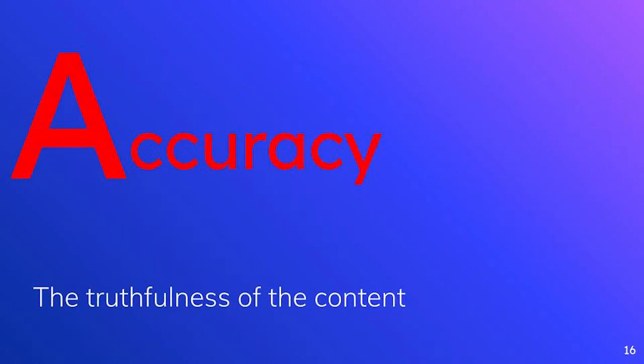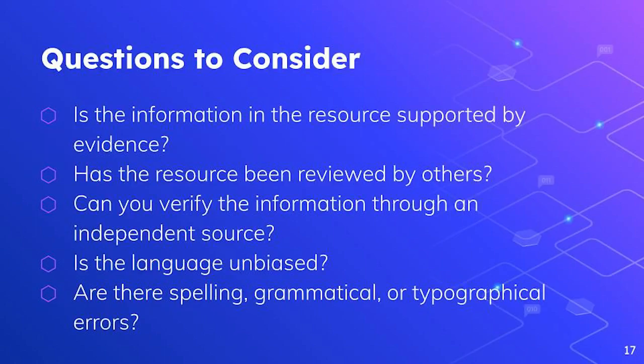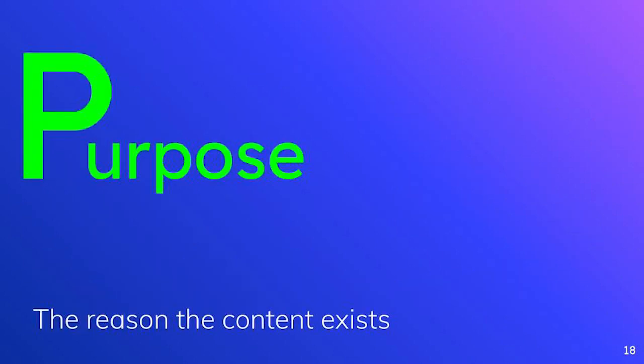The second A is for accuracy. Is the information you find supported by evidence or other independent sources? Has it been reviewed for accuracy? Does it contain any errors? Is the language unbiased? Finally, the P stands for purpose.